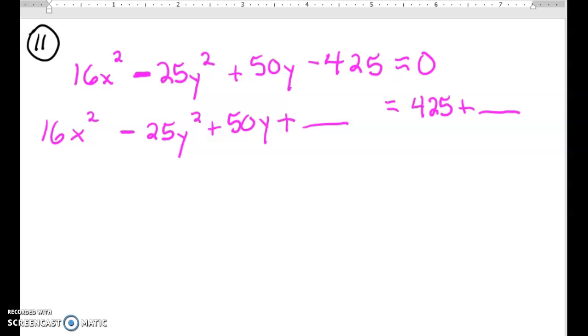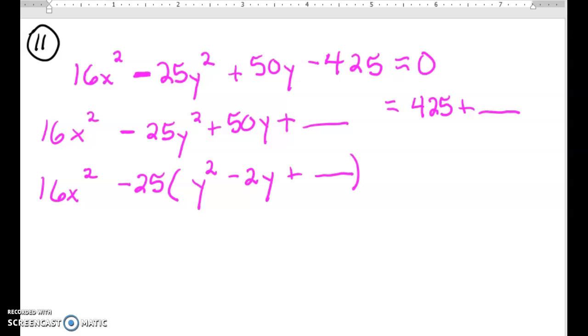All right, these can be a little bit tricky. We have to factor out the negative 25. So when you factor a negative out of a number, it's going to change the sign of both of these terms. It'll change both signs, so be really careful. So 16x squared minus 25 times the quantity, y squared minus 2y plus a blank.